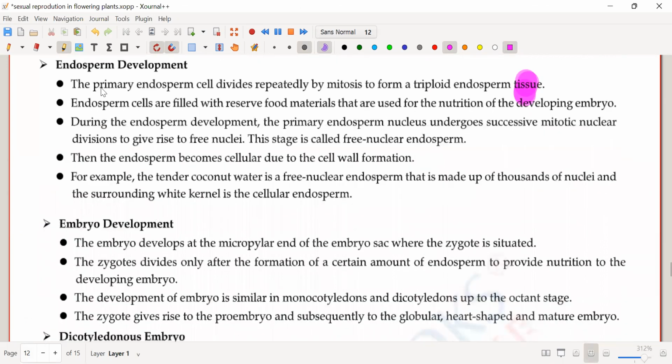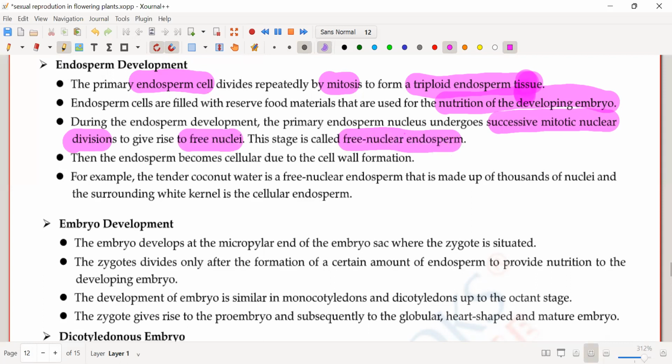Okay. Endosperm development. The primary endosperm cell divides repeatedly by mitosis to form triploid endosperm tissue. Endosperm cells are filled with reserve food material that are used for nutrition of the developing embryo. During endosperm development, the primary endosperm nucleus undergoes successive mitotic nuclear division to give rise to free nuclei. This stage is called free nuclear endosperm.